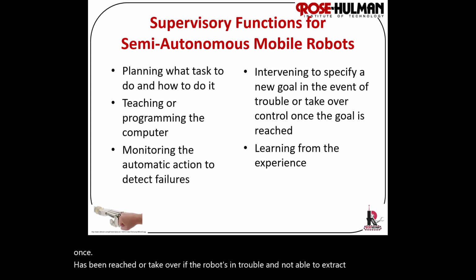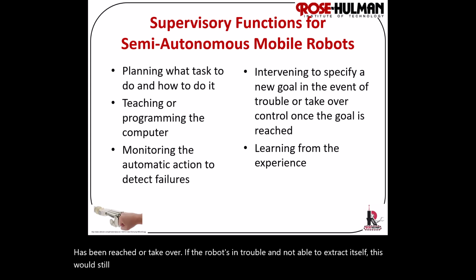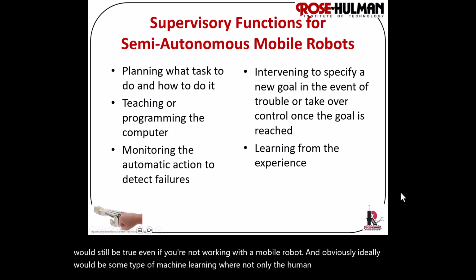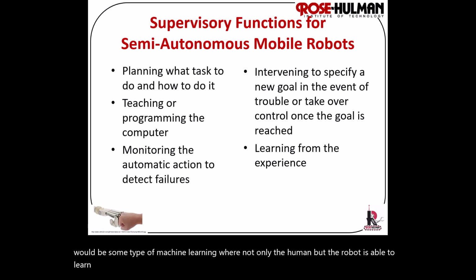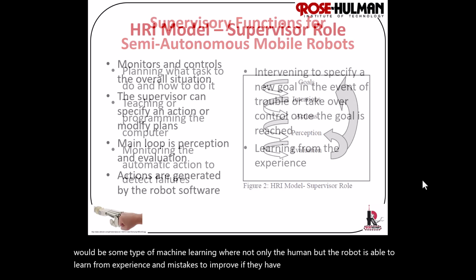This would still be true even if you're not working with a mobile robot. And obviously, ideally would be some type of machine learning where not only the human, but the robot is able to learn from experience and mistakes to improve if they have to execute that mission or task again.